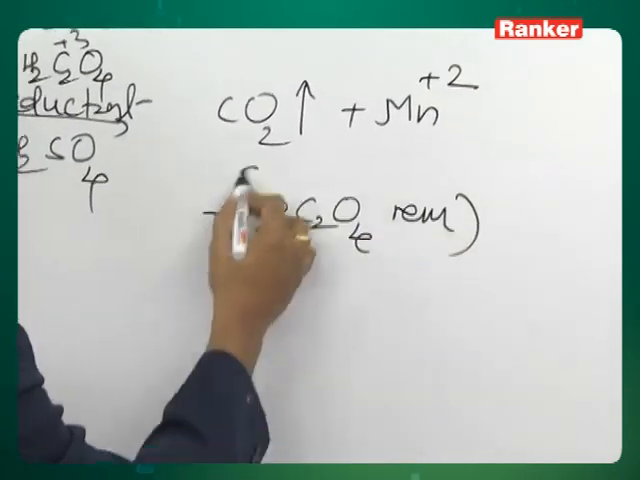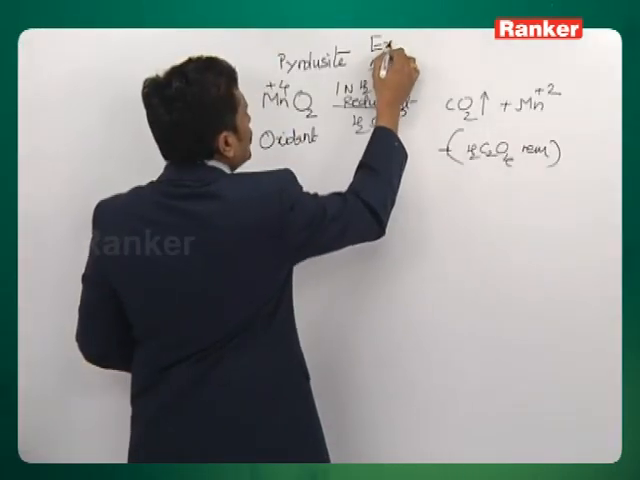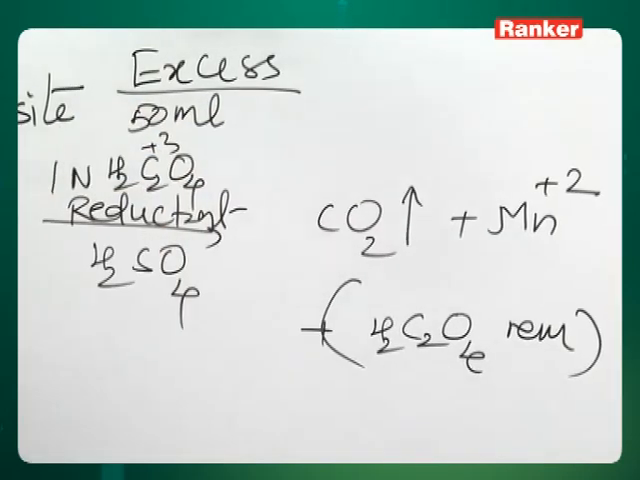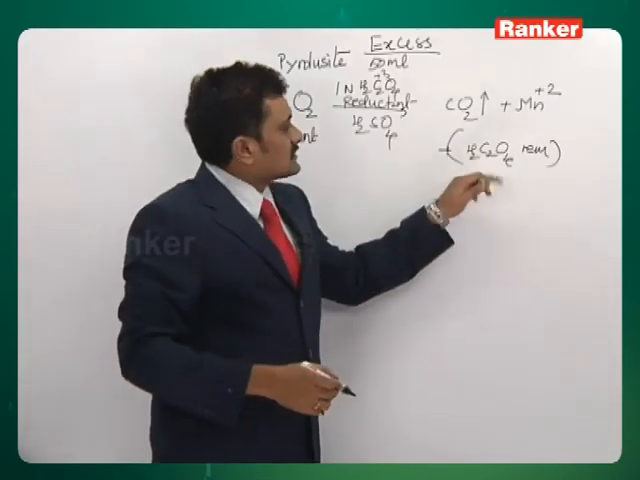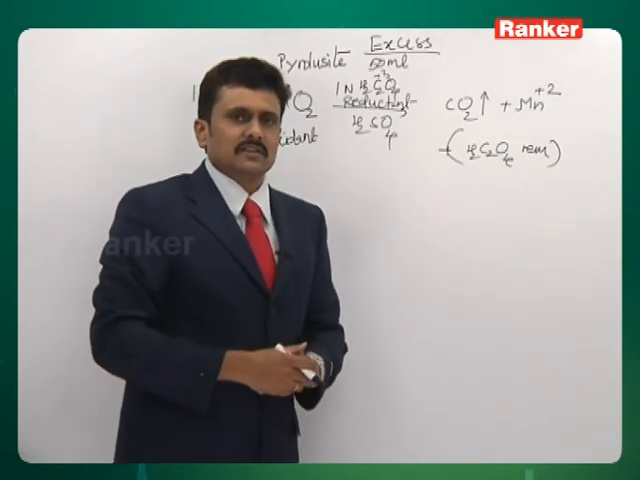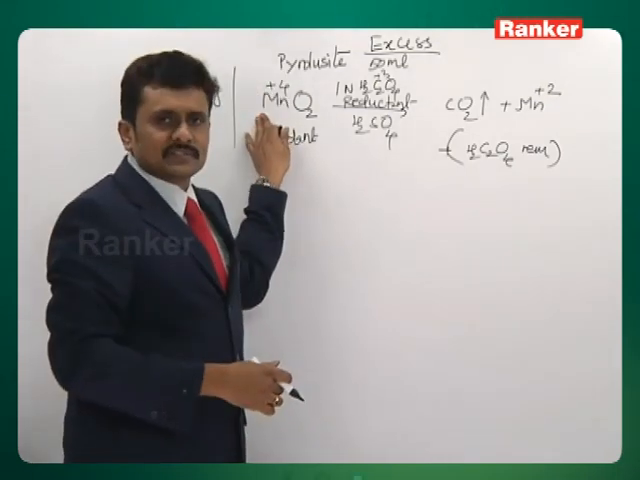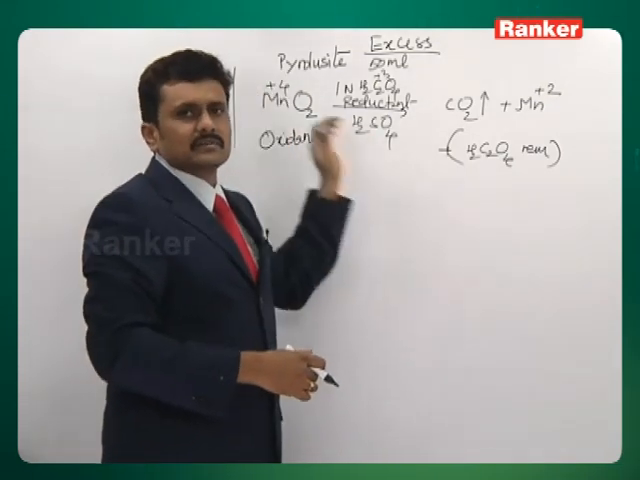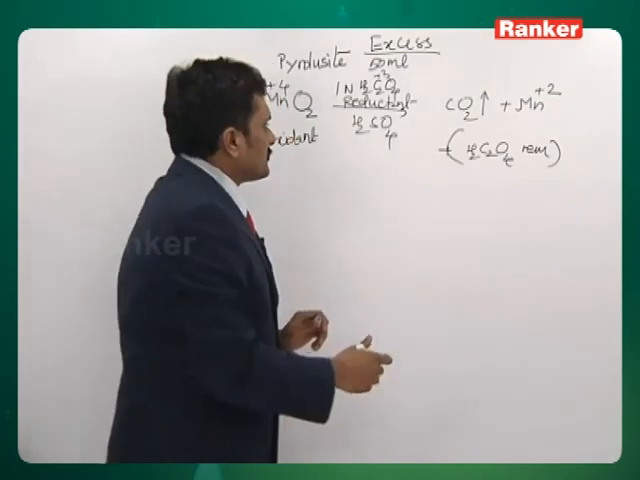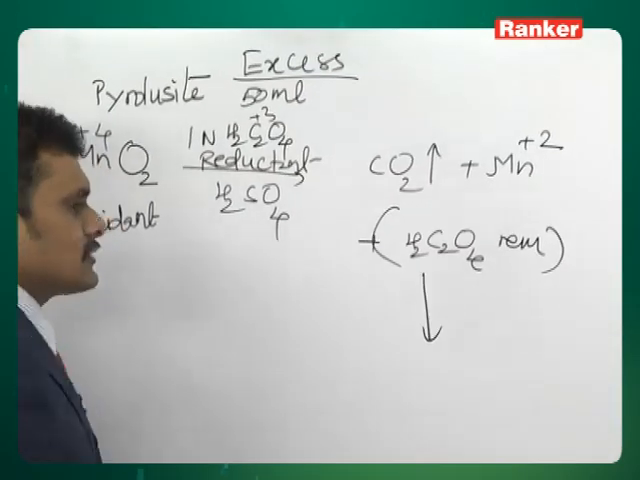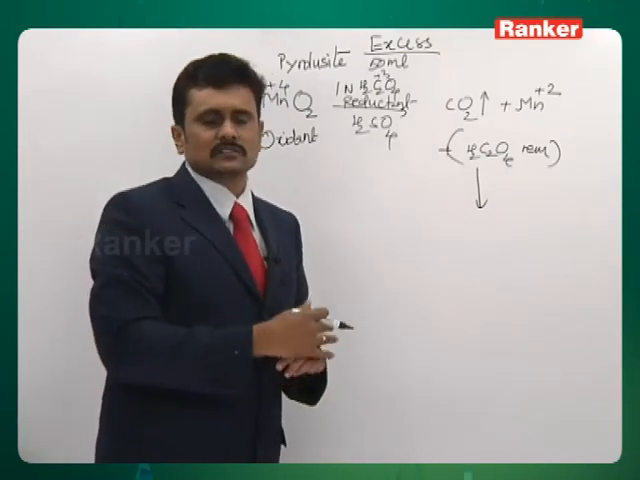Now after knowing this, we should see here that some oxalic acid is left undecomposed. That means we have taken an excess amount of oxalic acid. We have taken excess, that is the reason why some oxalic acid is remaining. I mean to say here this MnO2 substance is acting as the limiting reagent. Now it is asked to find the excess of oxalic acid that is remaining in the solution.